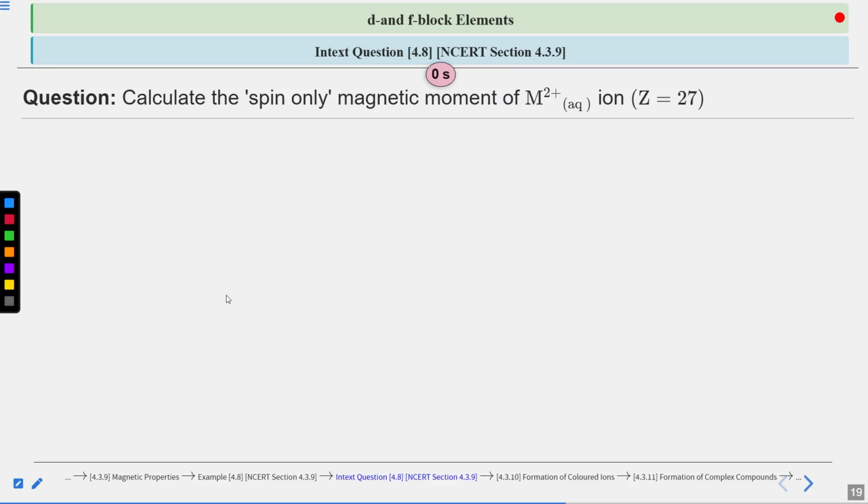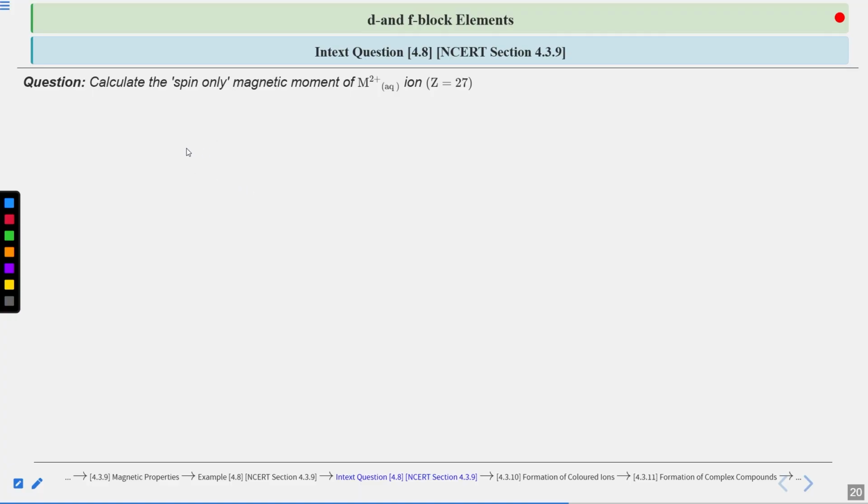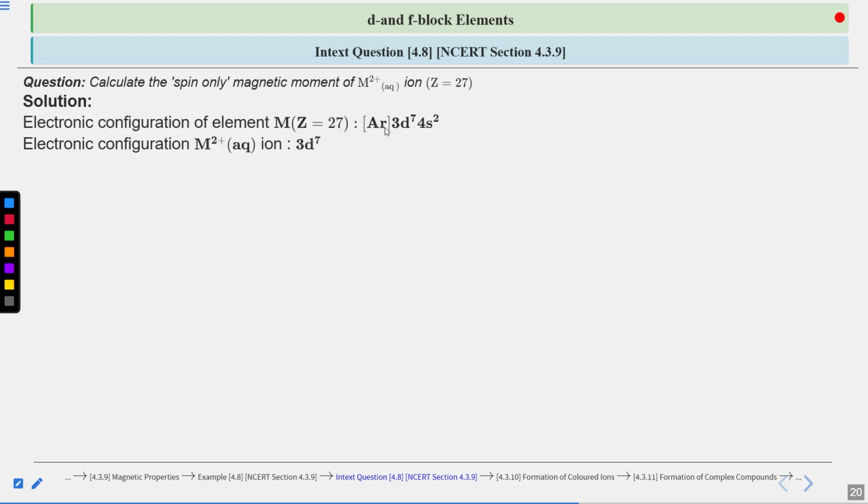Okay, let's see. So for this question, the electronic configuration of the metal whose atomic number is 27 could be argon 3d7 4s2. So in the d orbital 7 electrons, in the s orbital we have 2 electrons. This can be the arrangement of the electrons as per the given atomic number. Now for the divalent ion, that is the M2+ aqueous ion, that means 2 electrons are going to be donated by this metal. 2 electrons will be eliminated from the s orbital and the electronic configuration will become 3d7.